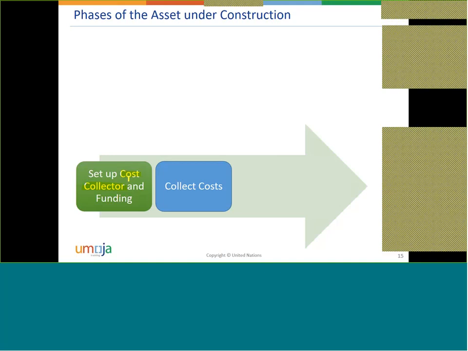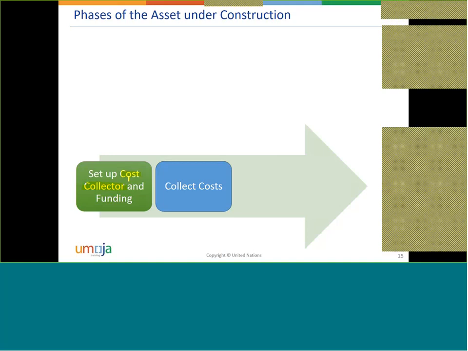So let me just recap. First step, setting up the cost collector and adding funds, right? Adding funds will be something done by FM officers. But then the second step after this setup is the collection of costs. So once we initiate the project, the construction activities will start, and then we will be collecting costs regularly, in the operational part of the project, while all the activities are happening.